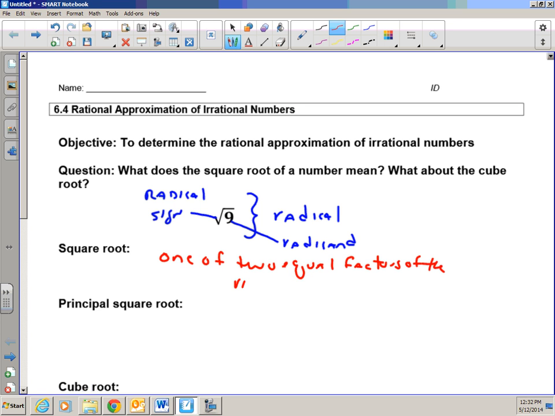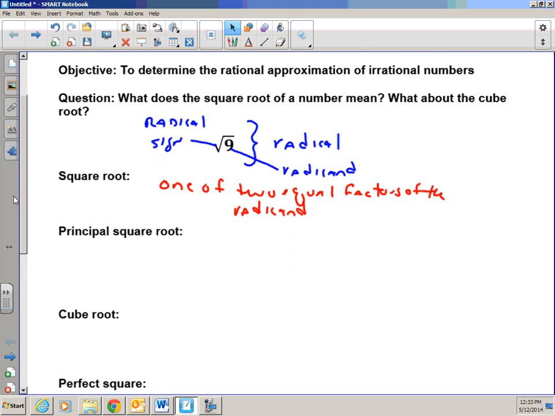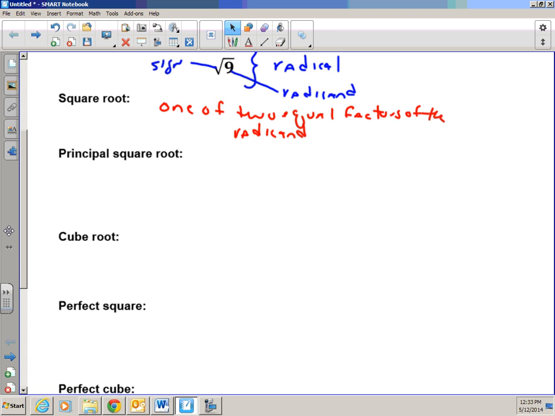So in the one above, the square root of 9 is 3. Now we also know that negative 3 is also a square root of 9, because negative 3 times negative 3 is 9. But what we normally use in math is what's called the principal square root.